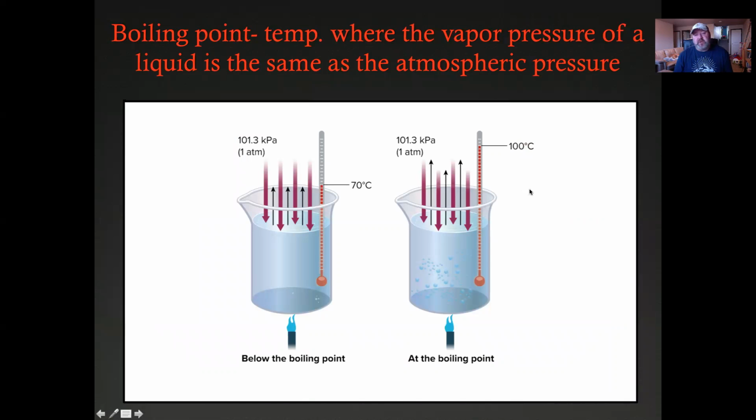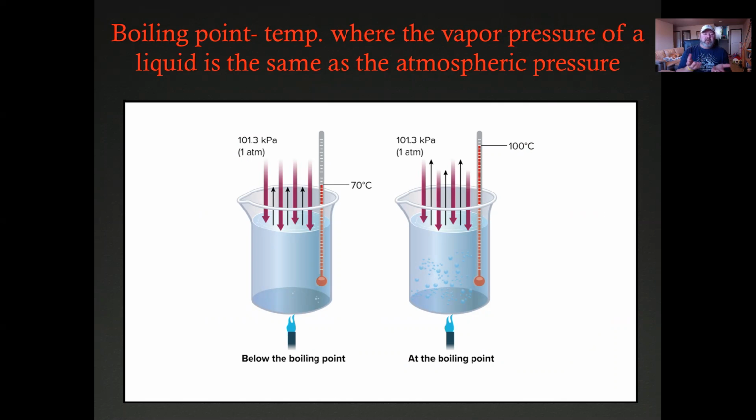The boiling point is pretty straightforward. That's the temperature at which, this is going to sound complicated, the vapor pressure of a liquid is the same as the atmospheric pressure. So what that means essentially is that the pressure in the liquid is the same as the pressure being exerted on it from the atmosphere.